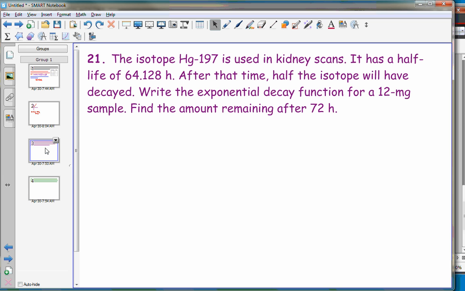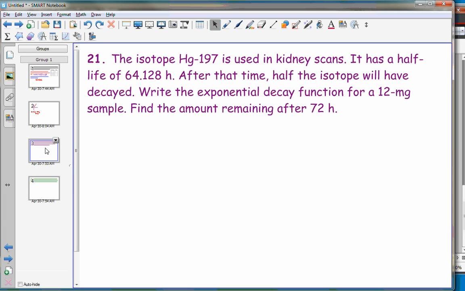Whenever they inject you with a dye, and they put you through a CAT scan, that dye lights up, and you can actually see what's going on in your body wherever you're doing that scan. Do we understand that? Okay? So, yes, it's just some generic number, but you need to understand what that actually means. It's used in kidney scans. It has a half-life of 64.128 hours. What in the world does that mean? Means for about 72 hours, you have glowy stuff.